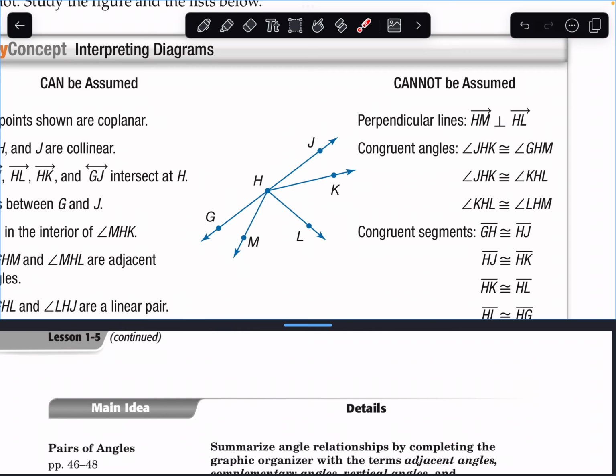Congruent angles, J, H, K, and G, H, M. Doesn't that look so good? Don't those look so close? This could be 27 degrees, and this is 26 degrees. No idea. Not congruent. Same with any of the list here.